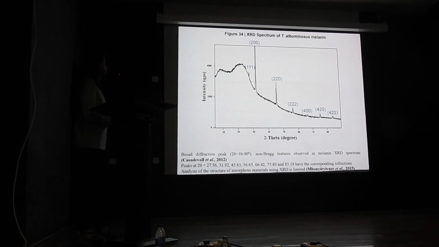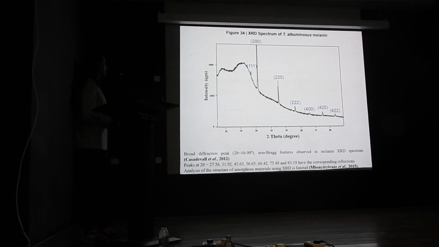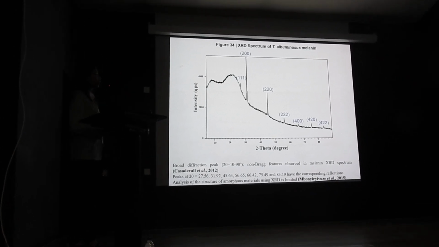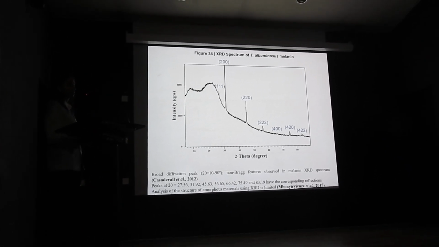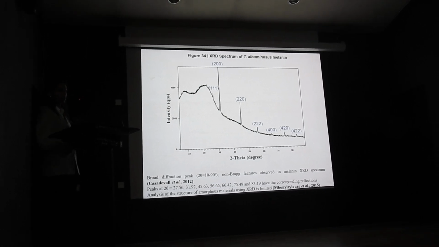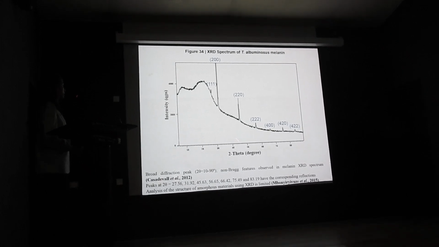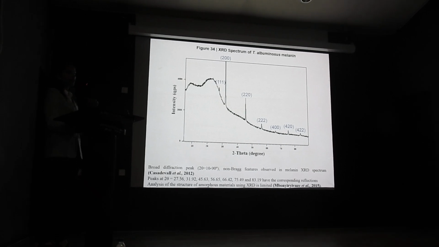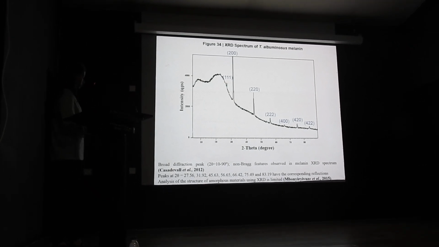Coming to the XRD, a broad absorbance was seen, indicating that it is of amorphous nature, and it shows non-Bragg features. That means there is no coherent ordering, and no repeating units. Then for the 2-theta values, when we compared with the published literature, we identified the different reflections, and these are the corresponding reflections.